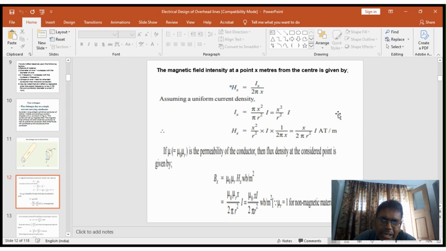For internal flux linkages, Ix is not a uniform current density. To account for uniform current density, Ix is equal to pi x squared divided by pi r squared into I, that is, x squared divided by r squared into I. Hx is equal to x divided by 2 pi r squared into I. But magnetic flux density is equal to magnetic field intensity into permeability.